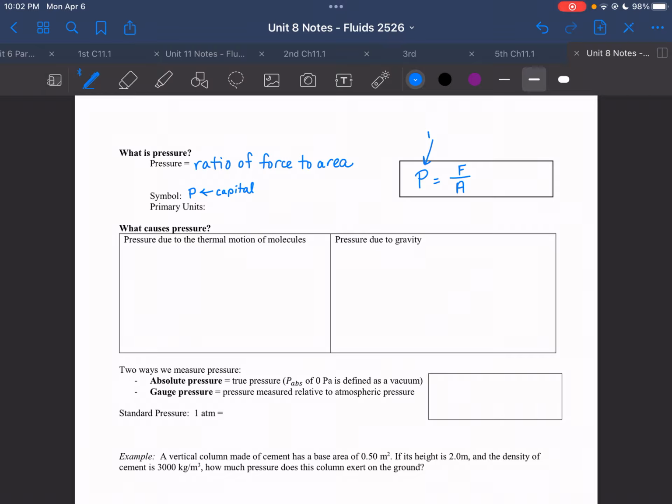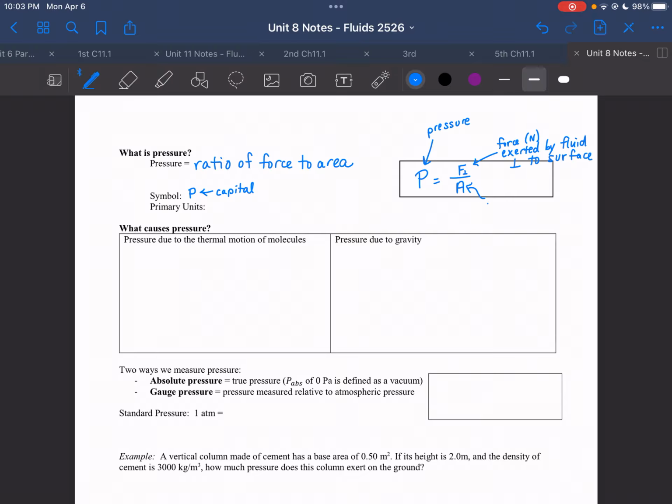So we have capital P, which is pressure. We have the force, which is measured in newtons. And this is the force that is exerted by the fluid perpendicular to the surface. So oftentimes you will see a little perpendicular symbol there. So force exerted by fluid perpendicular to the surface.